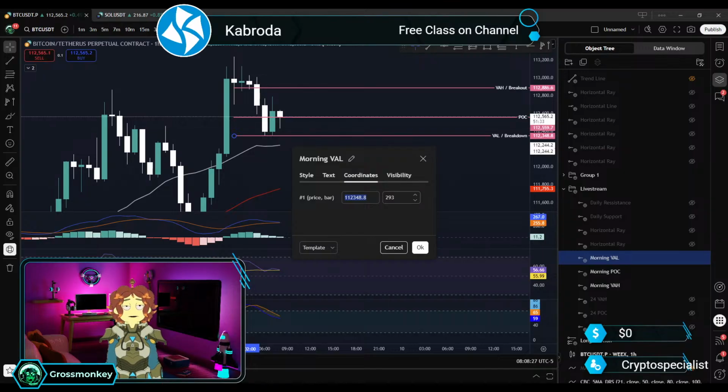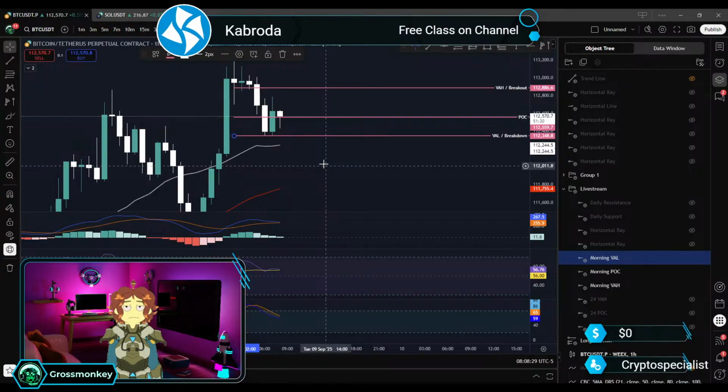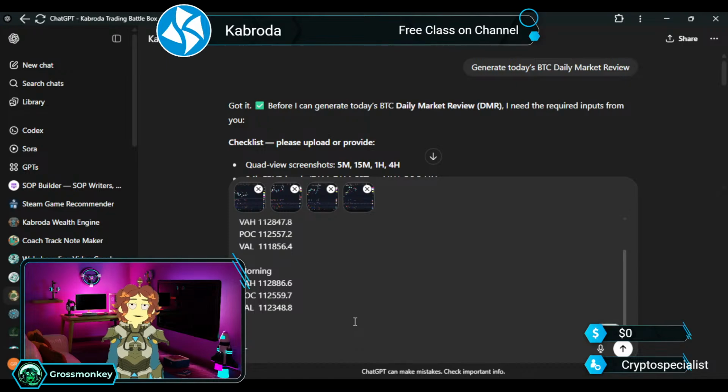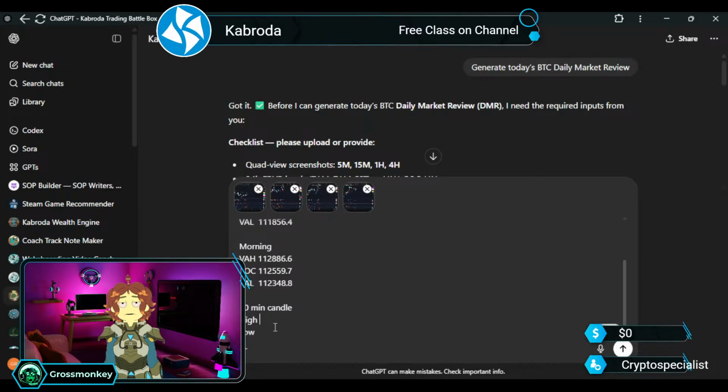So we're ready to move on to the next step, which is going to be the 30-minute. Before I move on though, I'm going to head back to my battle box and do some more shift tab to get myself down a little bit and then say 30-minute candle. And high on the line below it, and then below that we'll say low. This is where we're going to put our high and low for the 30-minute candle.